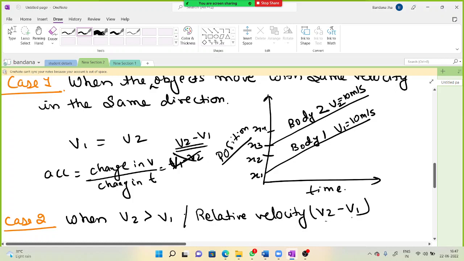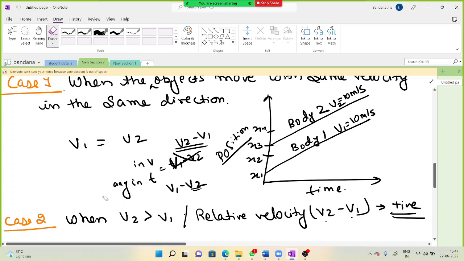So if V2 minus V1 is there, it will be positive. But if I do V1 minus V2, it means V2 is smaller, so it is negative. That will come under the third case. Understood this concept? So you don't have to remember this. Okay, beta? Yeah. Very good.